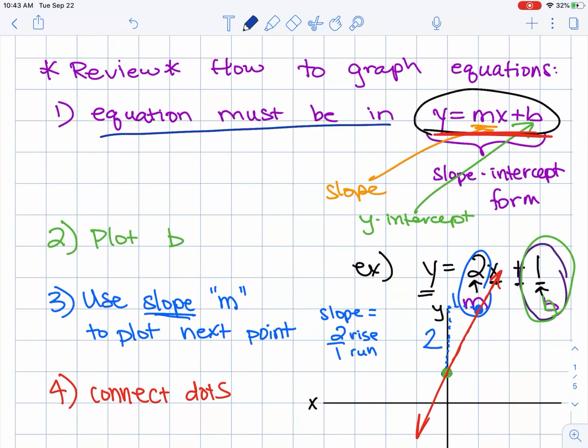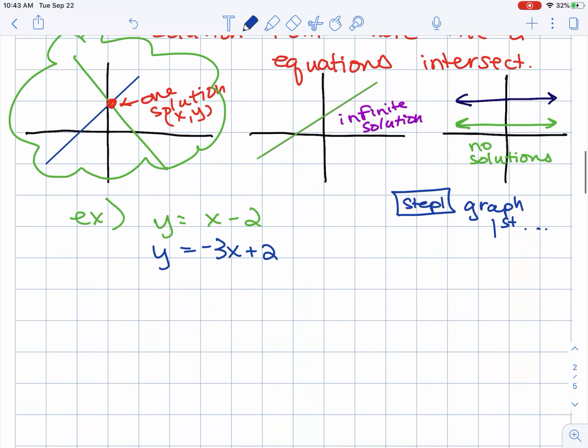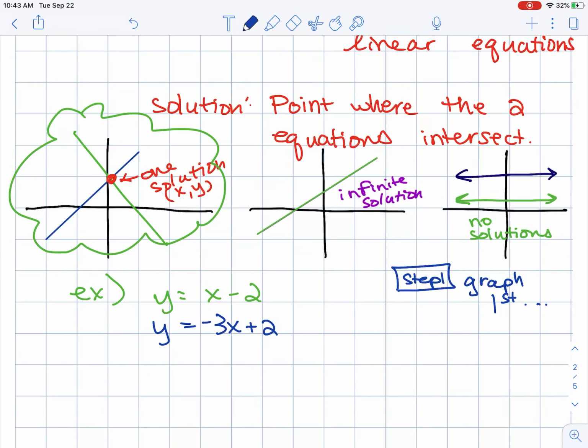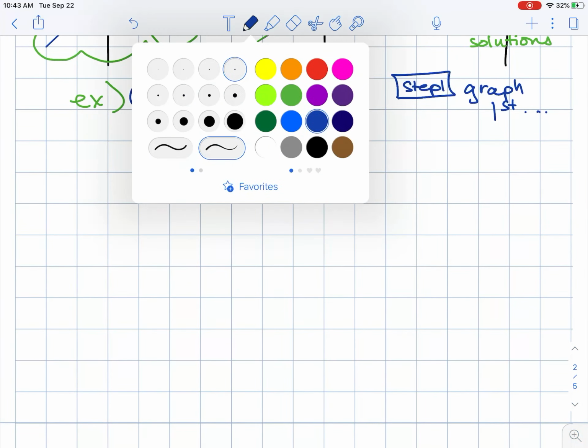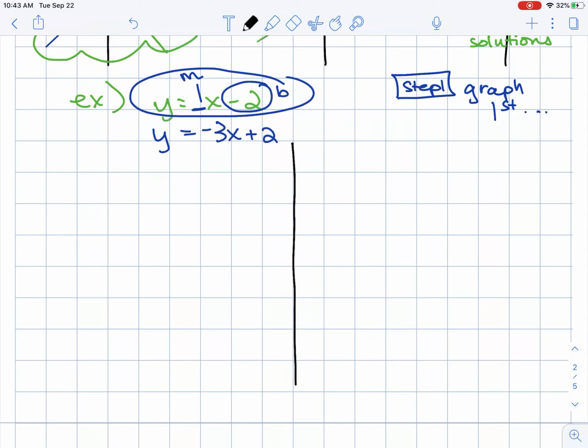Okay, so make sure the equation is in y equals mx plus b form first. So we're looking right here. Is this in y equals mx plus b form? And the answer is yes. Right in front, there's this invisible 1. That's our slope. And this is the b value. So in order to graph this, whoops, that wasn't very straight.